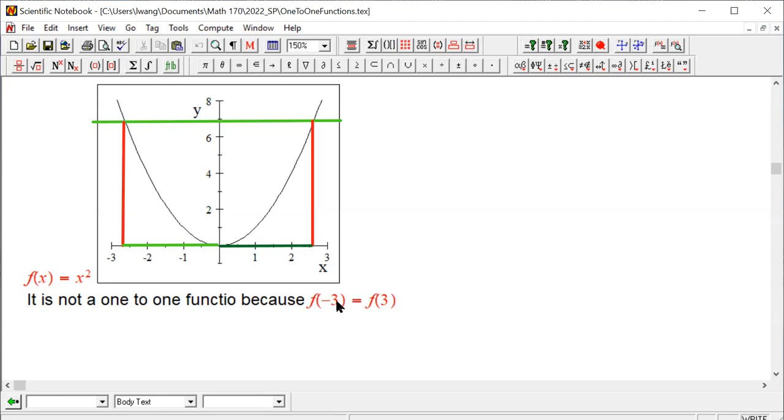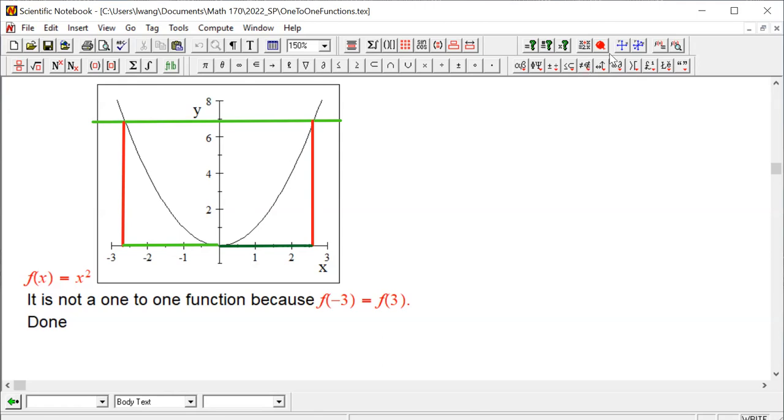Because in this notation, f of -3 is 9. You plug in, you get 9. f of 3 is 9. So obviously the reader can tell that the inputs are different. -3 is different from 3, but their outputs are the same. By saying that, you're finished. You can see I actually have cited the definition.